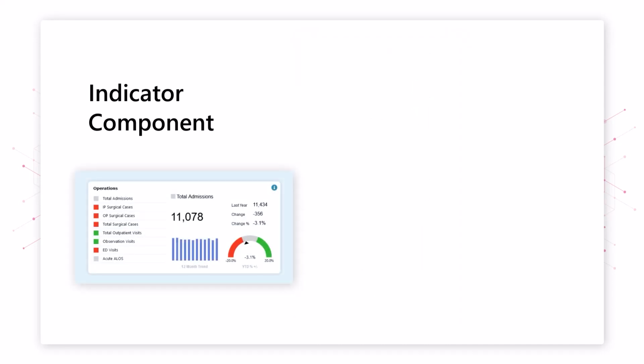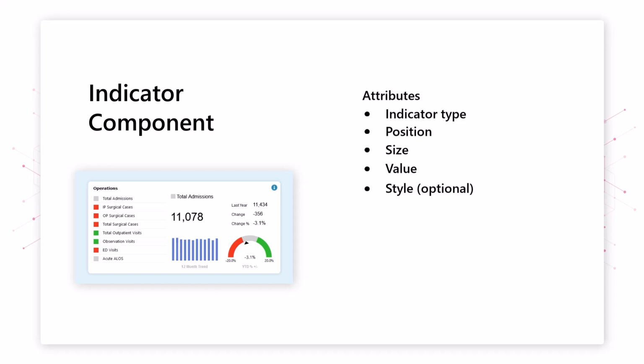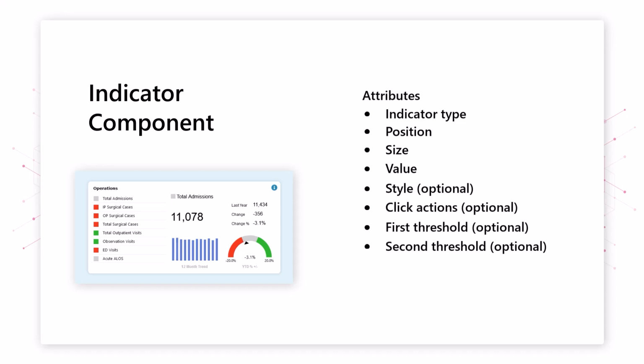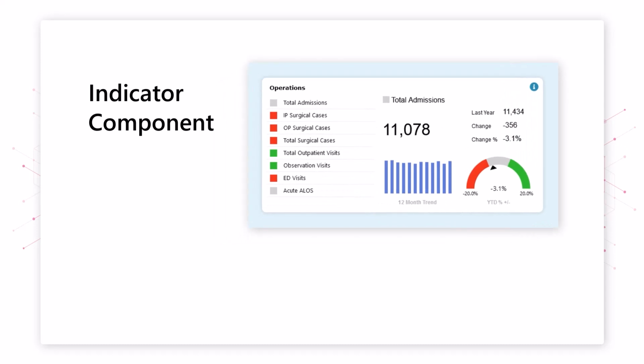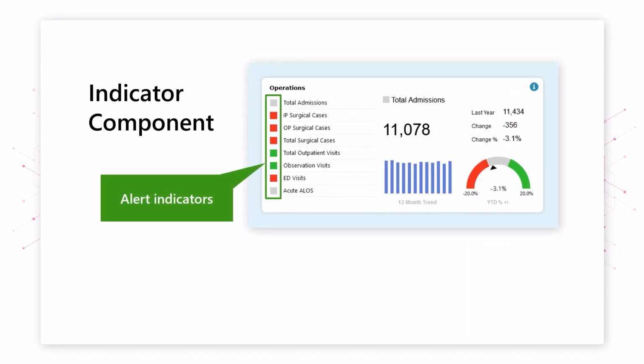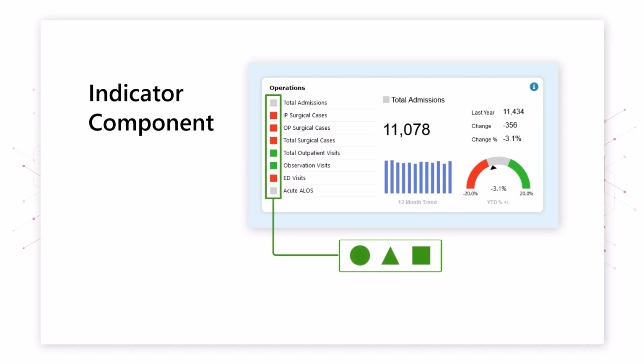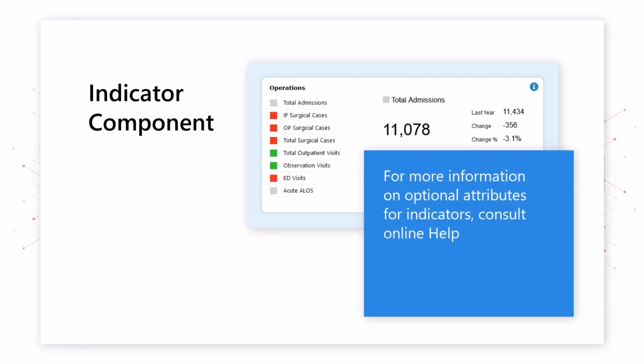In the code block for an indicator, you'll set the indicator type, for example, text, alert, or gauge, the position of the indicator in the stamp, the size of the indicator, the value of the indicator, and if you choose, a style, click action, and threshold. There are many other optional attributes you can use to configure an indicator. For example, if you use an alert indicator, you can set the shape of that indicator to a circle, triangle, or square. For more information on optional attributes for indicators, see the online help.